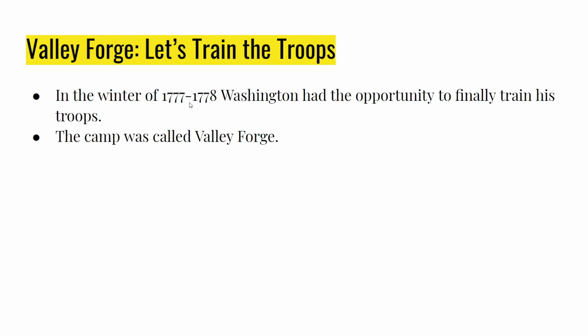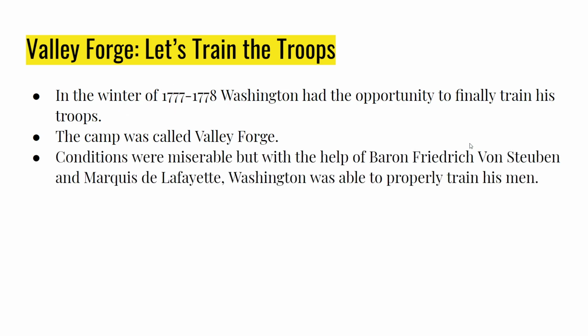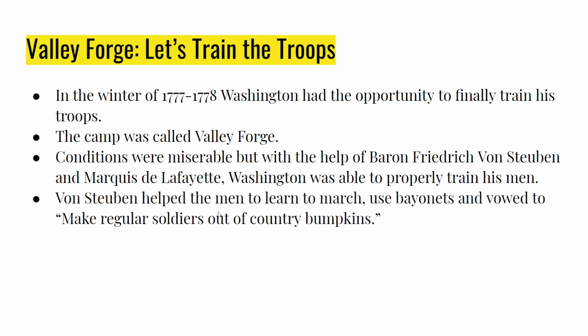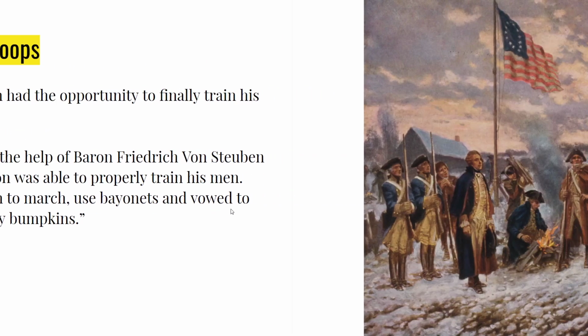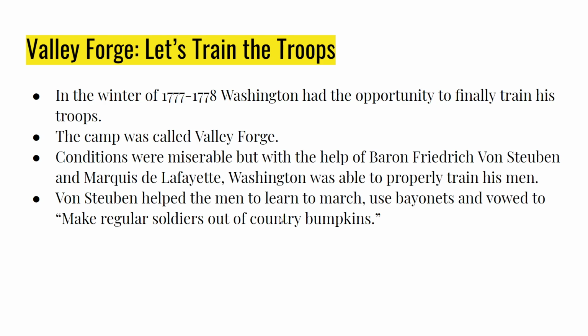So when they get the opportunity to camp, they camp at Valley Forge. Conditions are miserable, but with the help of Baron Friedrich von Steuben and Marquis de Lafayette, Washington was able to properly train his men. Von Steuben was a Prussian general who had been dishonorably discharged from the military, and Marquis de Lafayette was a Frenchman who both helped to train the American infantry. Okay, von Steuben helped them learn how to march using their bayonets, and his famous quote is that he vowed to make regular soldiers out of country bumpkins. I love that quote.